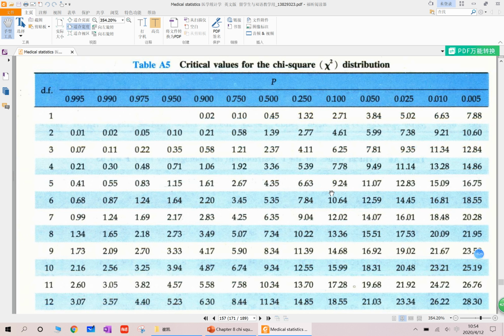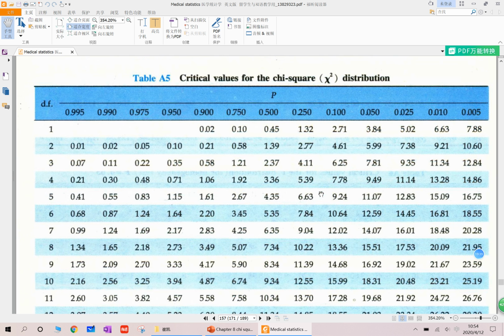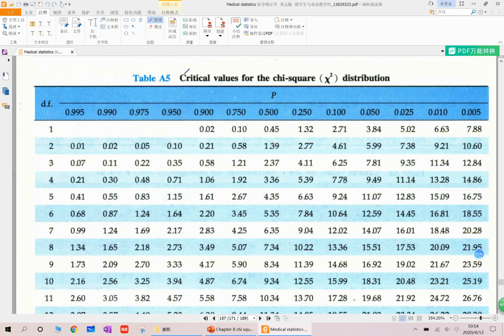Table A5 is on page 157. So let's read the title. The title is critical value, the critical value for the chi-square distribution. So we can find that this is a table for chi-square values. In table A5, the first column is the DF. That means if you want to find the critical value, you need to find the DF first. Here in this question the DF equals 3, so we need to find the number from this row.